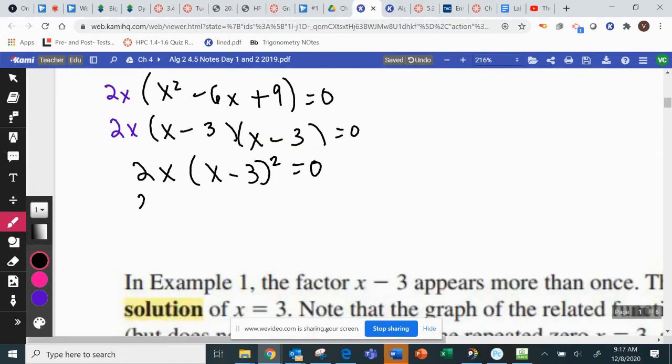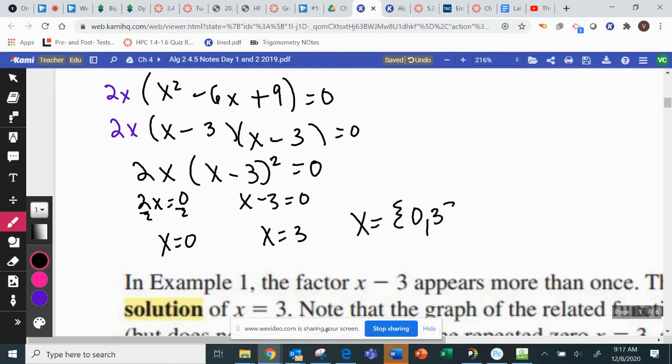So if we're going to solve it, we're going to say 2x equals 0, x minus 3 equals 0. And then the other x minus 3 equals 0, I don't need to write because it's the same. Solve these. X equals 0, x equals 3. Now I'm going to talk about what that graph is going to look like, and we're going to sketch a graph before we even type it in our calculator. This is where we're going in this next section.